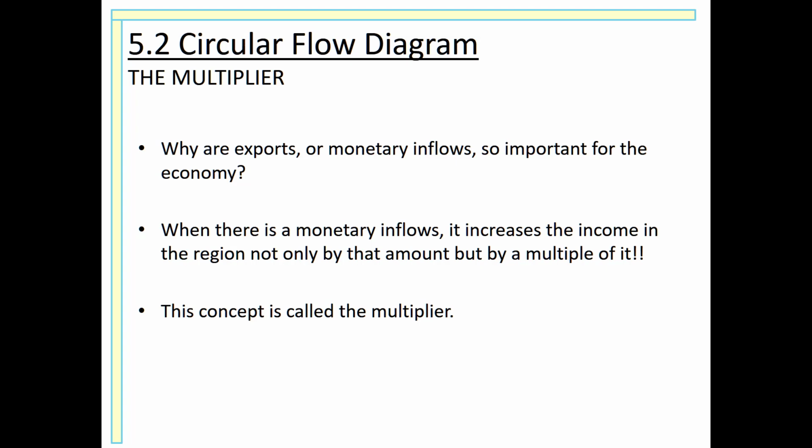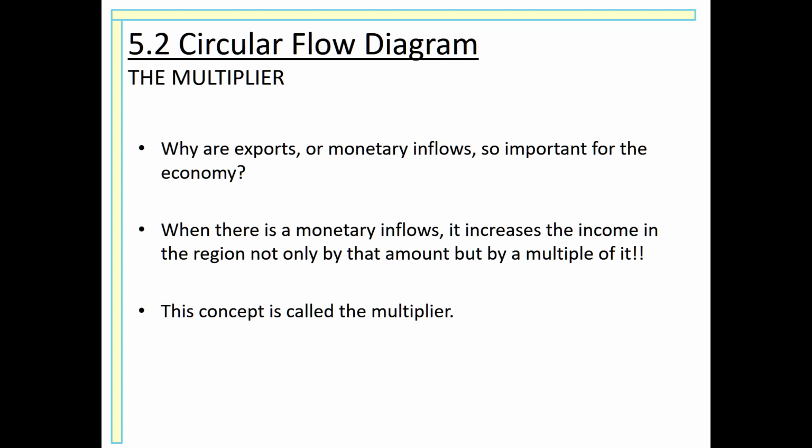It turns out that when there's a monetary inflow, it increases the income in the region, not only by that amount, but by a multiple of it. For instance, if there's an export of $100, that may increase income by, for instance, $300. This concept is called a multiplier, and then it's pretty intuitive that you really want to export. You really want to increase income exporting because, again, income is going to increase by a multiple of that amount.